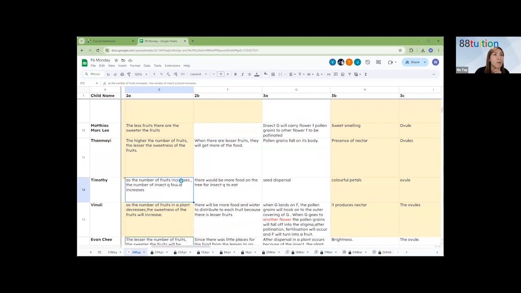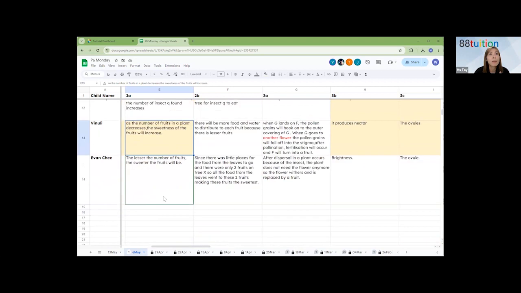Okay, Timothy, as the number of fruits increases, the number of insects found increases. They didn't tell you to relate number of fruits with the number of insects. They asked you to relate number of fruits with the sweetness. Okay, so you answer accordingly. You need to talk about the sweetness. Okay. The lesser the number of fruits, the sweeter the fruits will be. Yes, you're talking about sweetness. This is correct, Evan.